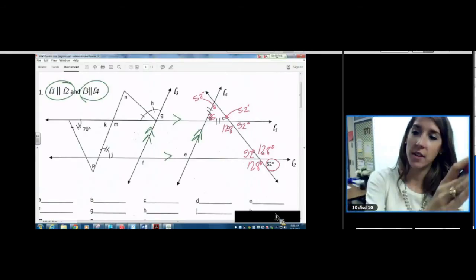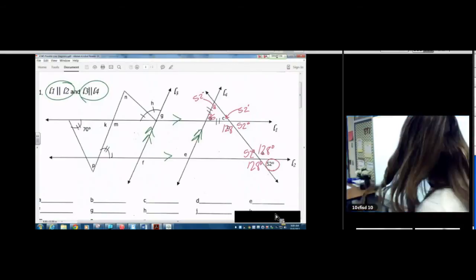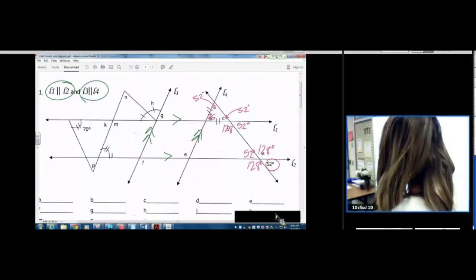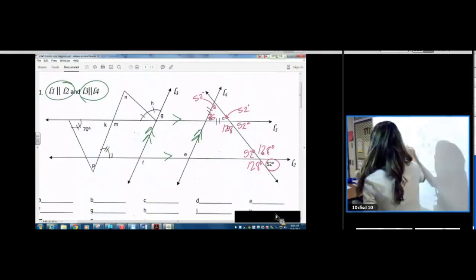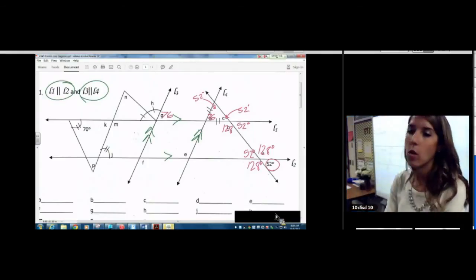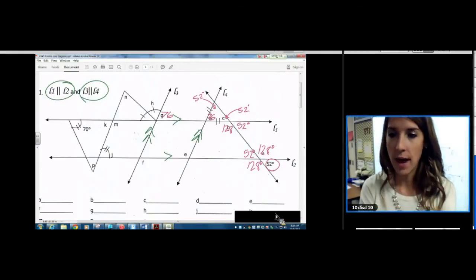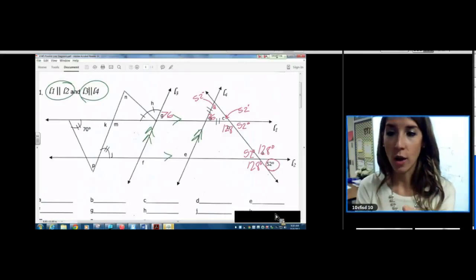Ooh, now I see some corresponding angles. We're going to try to get to the other side of the picture. So D is 76, and it's corresponding with G. Corresponding angles, so we're using our vocab. Now, you see those angle arcs. That means that those are congruent.